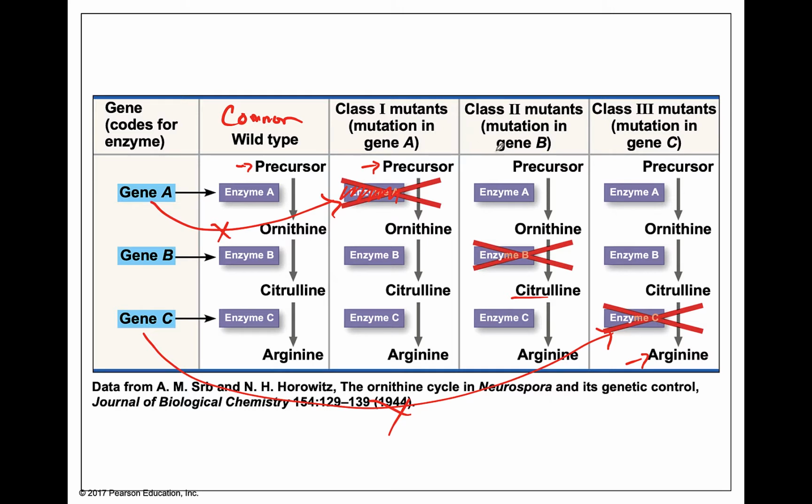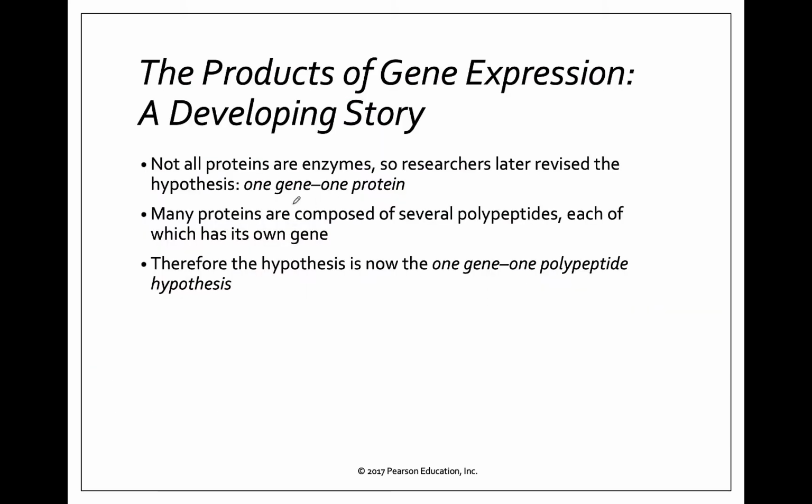So this was the first kind of experiment where we realized that a specific gene was related to a specific protein, and if the gene was broken, then the function of that protein was broken. Eventually, we went on to realize that not all proteins are enzymes. Enzymes are proteins, but not every protein we have is enzymes, so we kind of renamed this the one gene, one protein hypothesis.